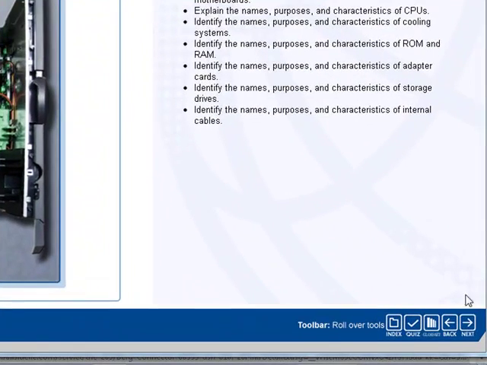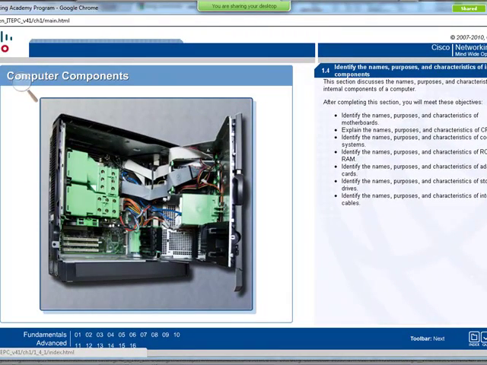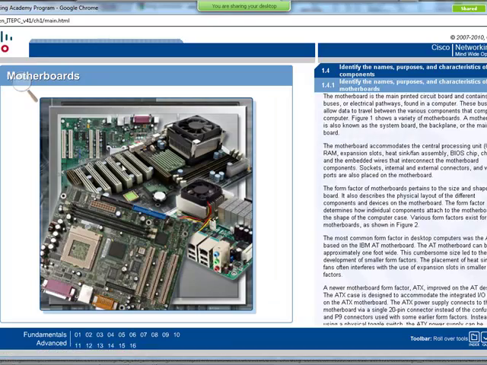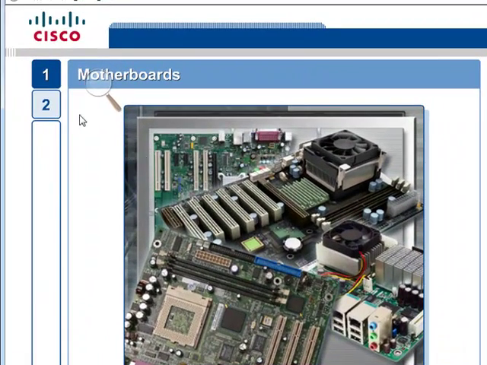Computer components over here, we're going to start introducing computer components, and I usually write them on the whiteboard. I list all the computer components and explain all of them individually, and later on I come in general. We start talking about the motherboard.